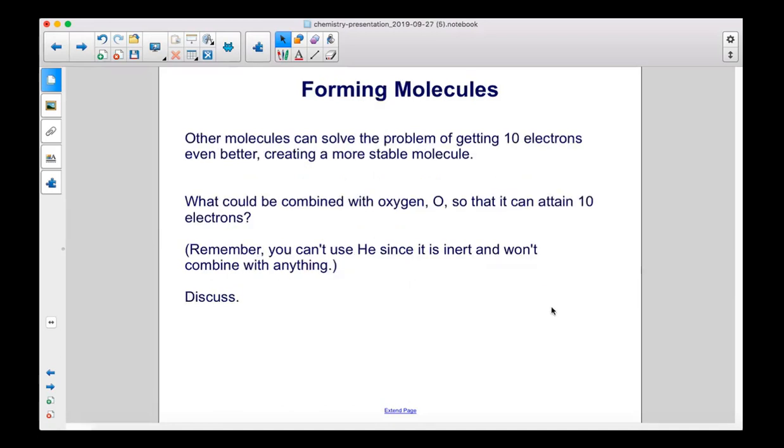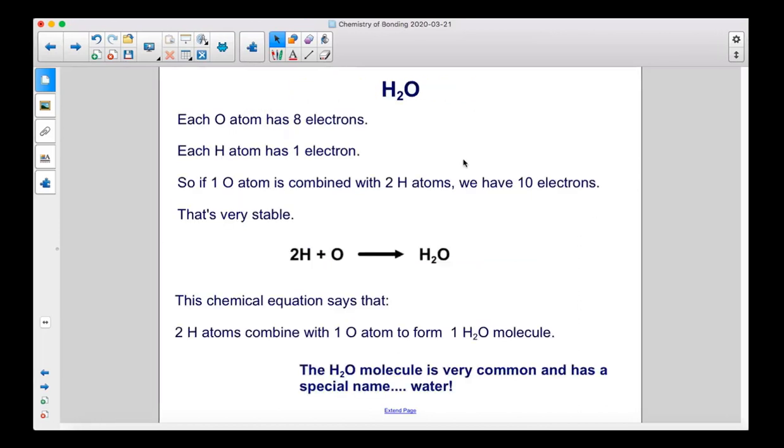Other molecules can solve the problem of getting 10 electrons even better, creating a more stable molecule. What could be combined with oxygen, O, so that it can attain 10 electrons? Remember, you can't use helium since it's inert and won't combine with anything. Discuss. Each oxygen atom has 8 electrons. Each hydrogen atom has 1 electron.